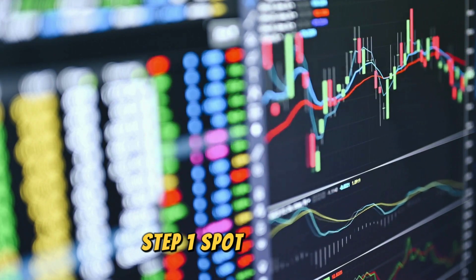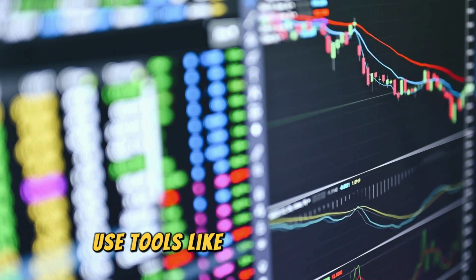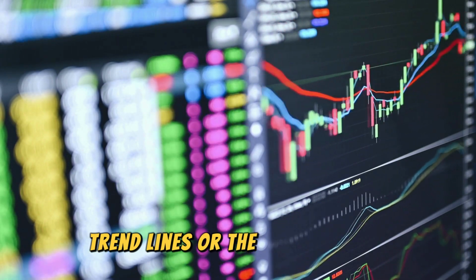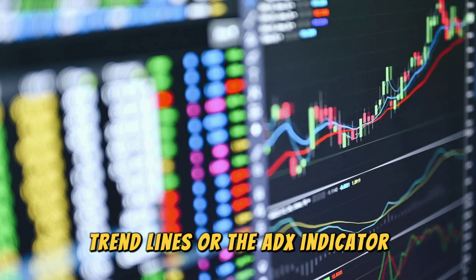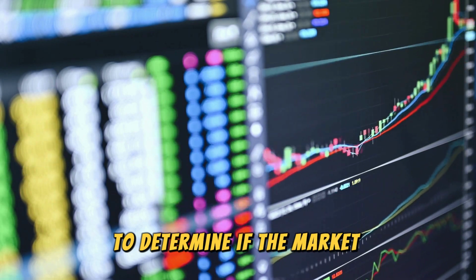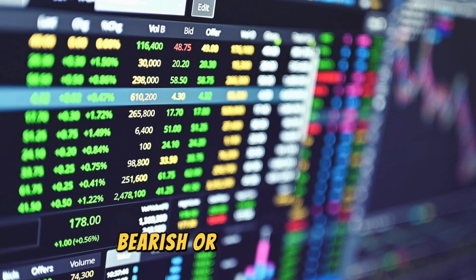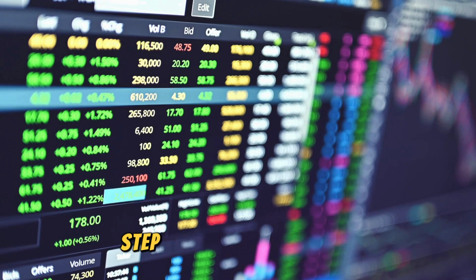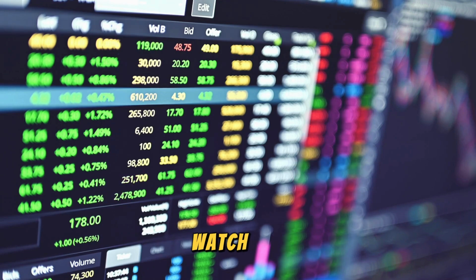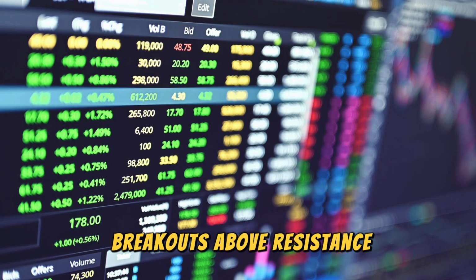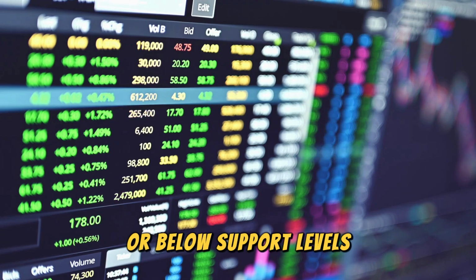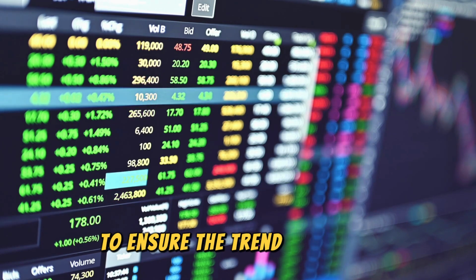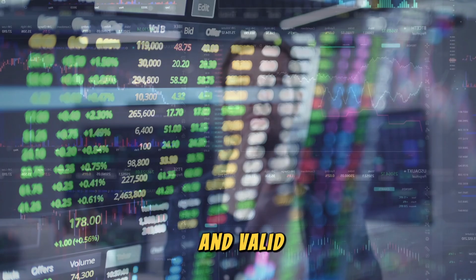Step 1, spot the trend. Use tools like moving averages, trend lines, or the ADX indicator to determine if the market is bullish, bearish, or consolidating. Step 2, confirm the trend. Watch for breakouts above resistance or below support levels to ensure the trend is strong and valid.